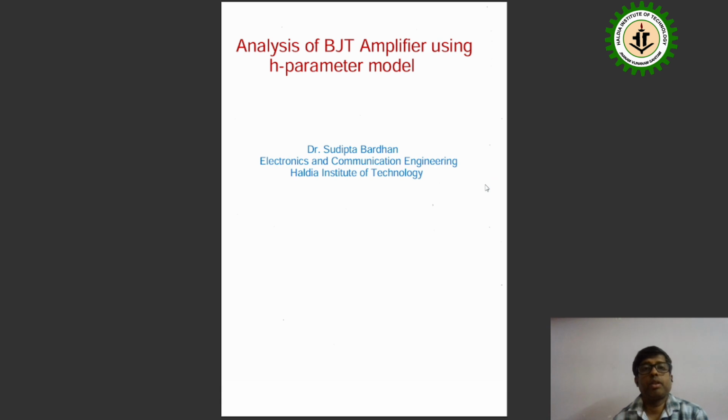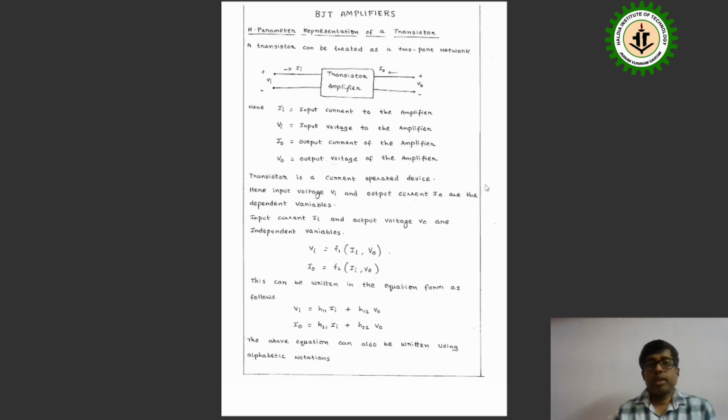Today we are discussing the analysis of BJT amplifier using the H parameter model. After the establishment of the Q point, that is, suitable DC values of voltages and currents, an alternating current or voltage is applied to a pair of input terminals of the transistor amplifier. The amplified signal appears at the pair of output terminals. This is called the output port, and there will be an input port.